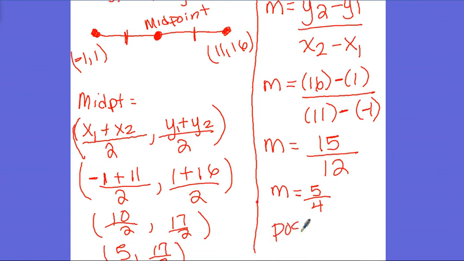Our slope is positive. We have a positive slope. That means this line is going to increase from left to right. It's going to increase from left to right. All right, that is everything for the first part of the problem. So let's go back.